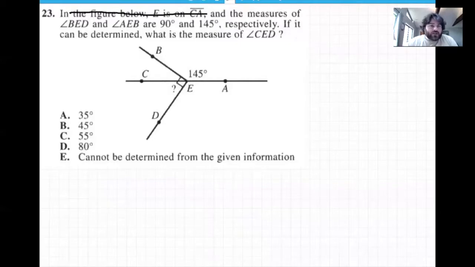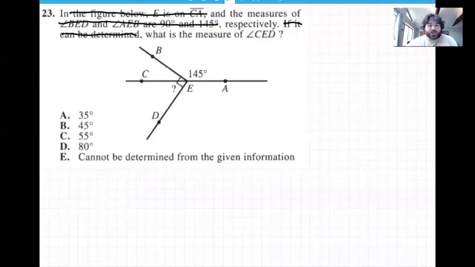It says the measures of BED and AEB are 90 and 145. Well, you see how this is labeled 145 and this has a right angle symbol that shows me it's 90 degrees? Those are obvious from the picture. I don't need to read those and think about what they mean. My picture shows me that stuff. So really, "if it can be determined" is probably not your answer choice. It does sometimes work, but almost always it's not going to be our answer choice. But we'll keep it for good measure.